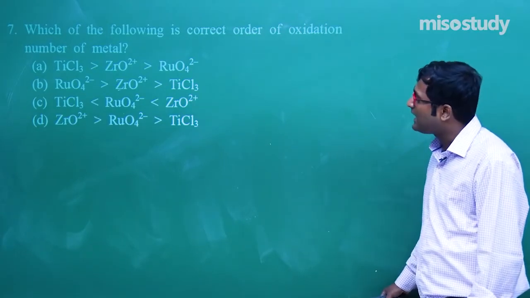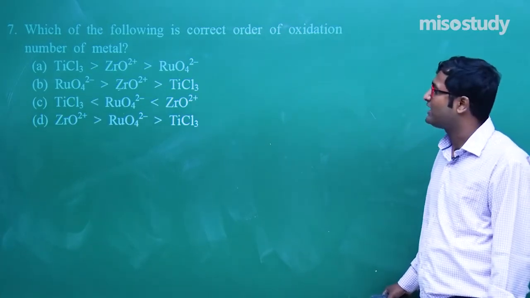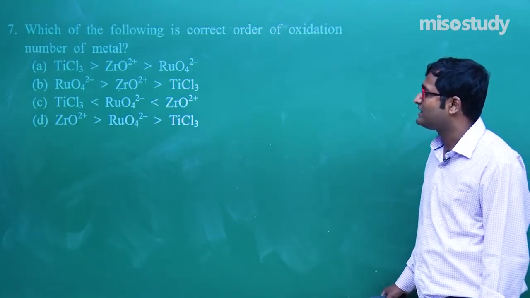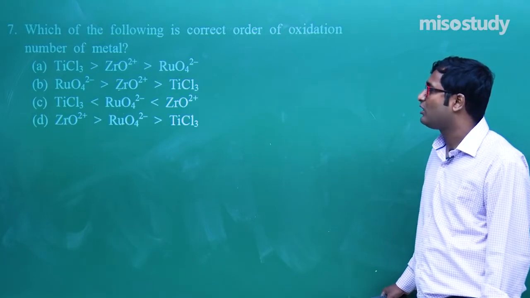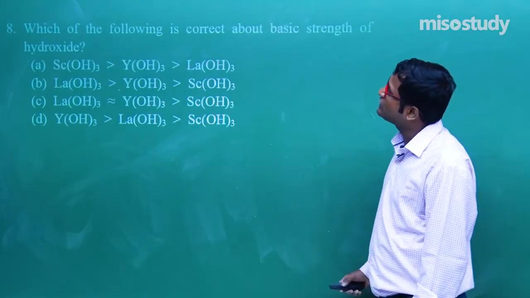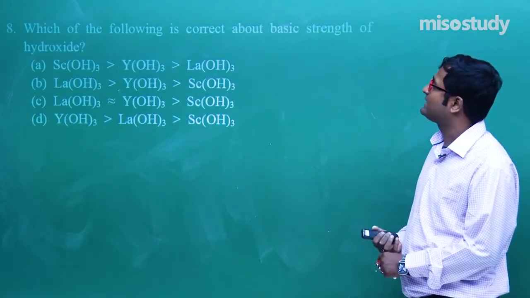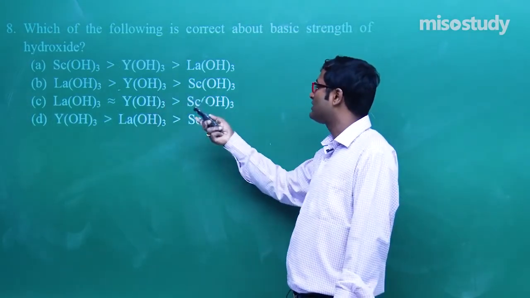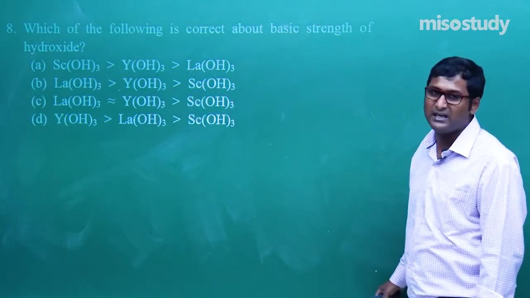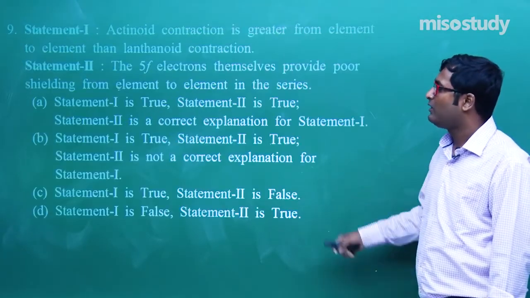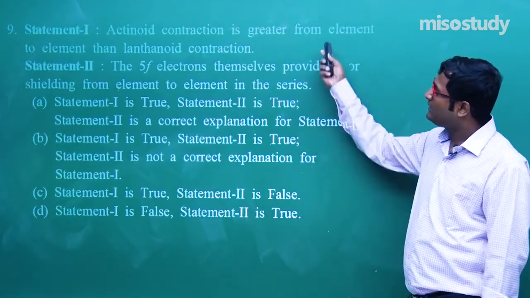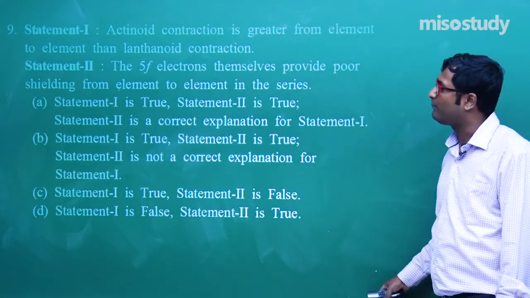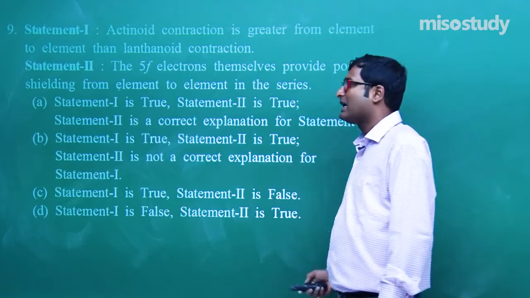Now let's move to question number 7. As I discussed, RuO4 has the +8 oxidation state, zirconium the +4 oxidation state, and titanium the +3. So the option is B. Now for question number 8, which of the following is basic, as I discussed: La(OH)3, Y(OH)3 and Sc(OH)3. B is the correct option. Now this one is very simple. Statements 1 and 2 both are correct, and 2 is the correct explanation of 1. So A is the correct option.